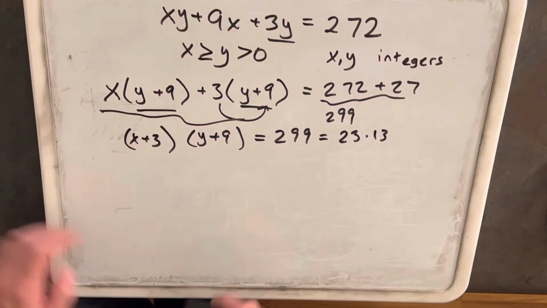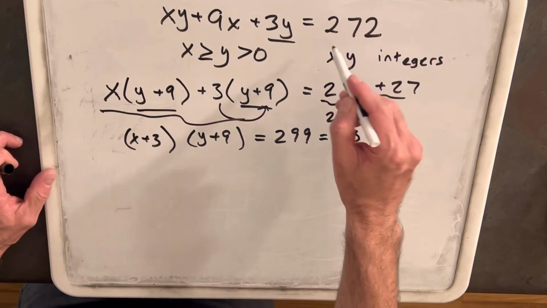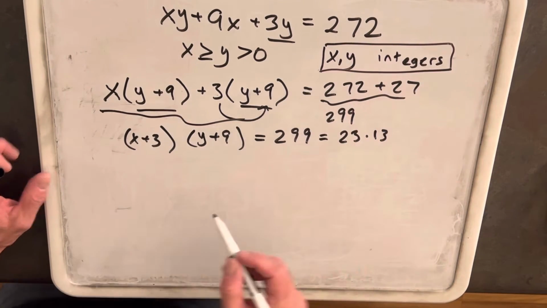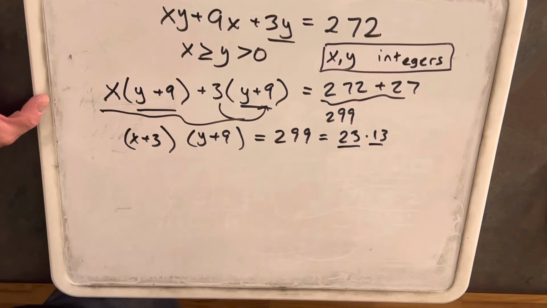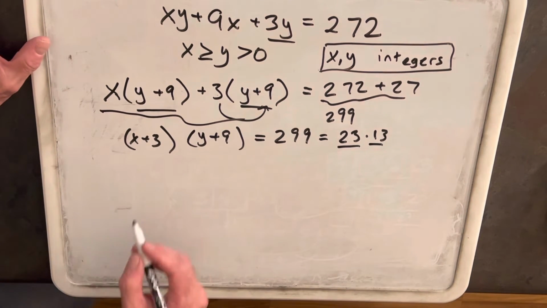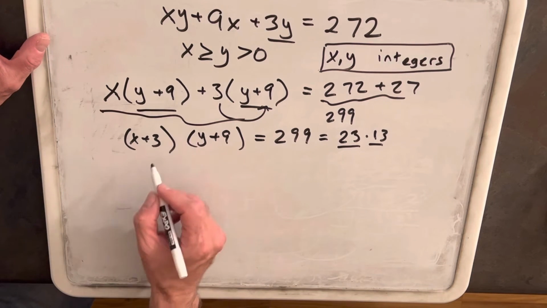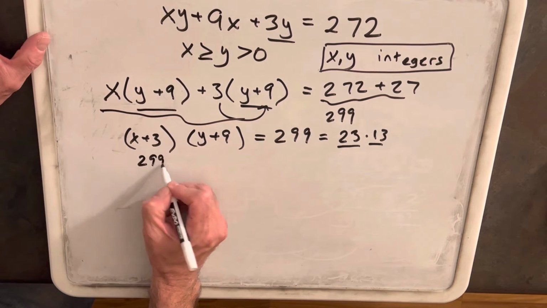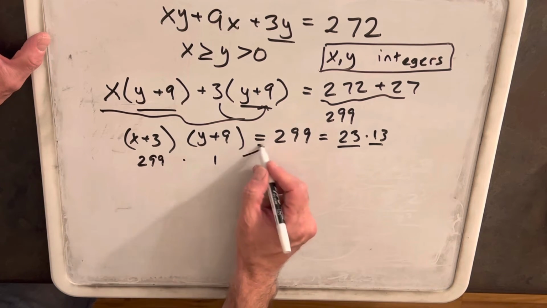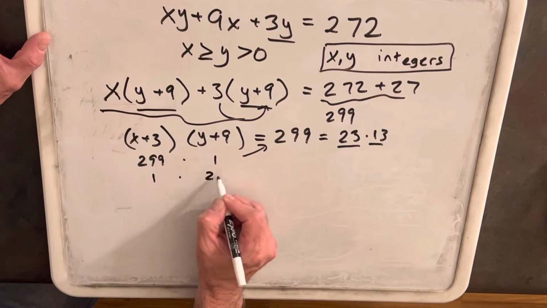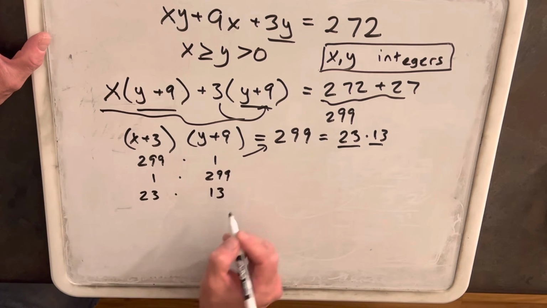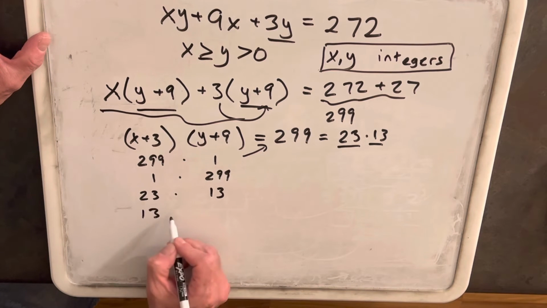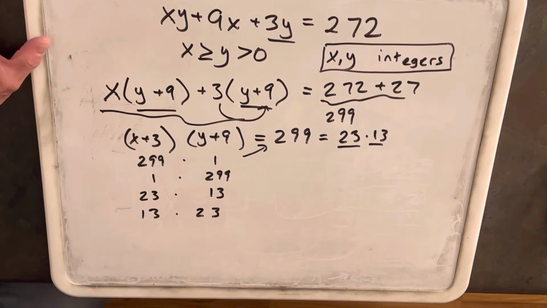And because we said that originally x and y are integers, there's only going to be a few possibilities because these numbers are prime, so we can't factor this too many different ways. There's actually 4 different ways. Because we only have 2 terms here on the left, it could be 299 times 1, or 1 times 299, 23 times 13, and 13 times 23. So those are all the possibilities.